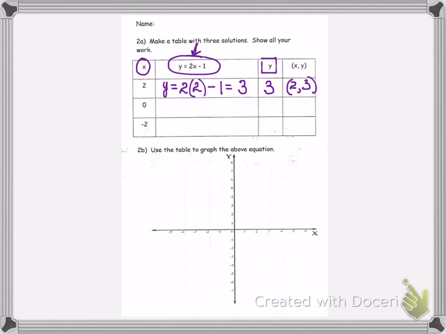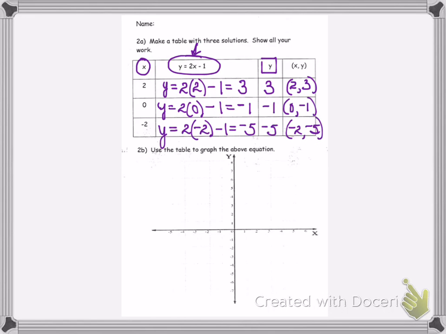The next one I want to go ahead and plug in is 0. So I'm going to plug in 2 times 0 minus 1. That gives me 0 from 2 times 0. Minus 1 is -1, so the y value is -1. That's the ordered pair 0, -1. And the last one is -2. So 2 times -2 minus 1. 2 times -2 is -4, minus 1 is -5. So this is the ordered pair -2, -5.